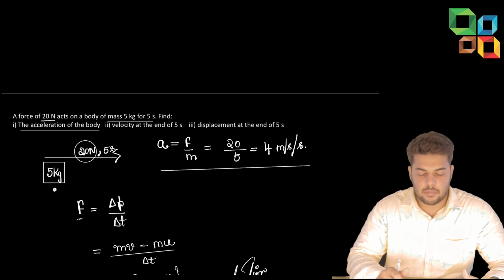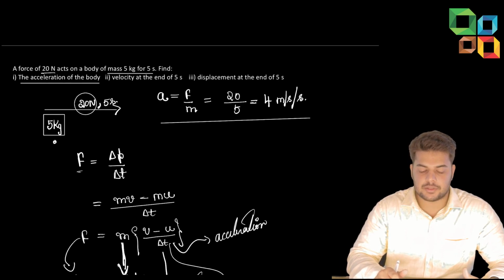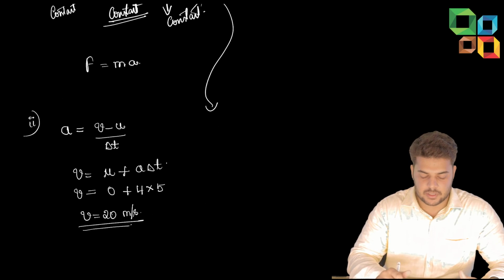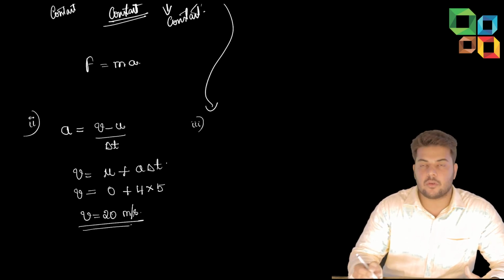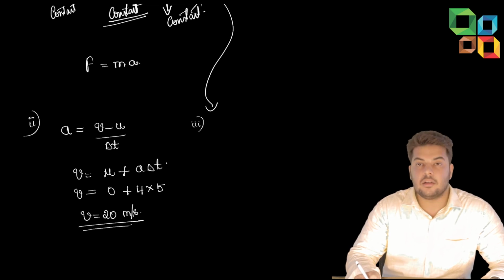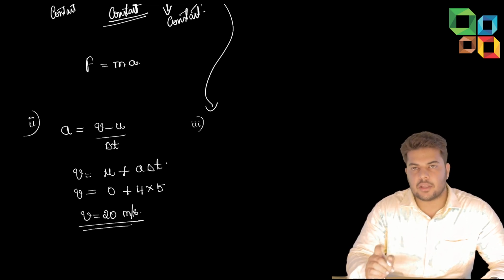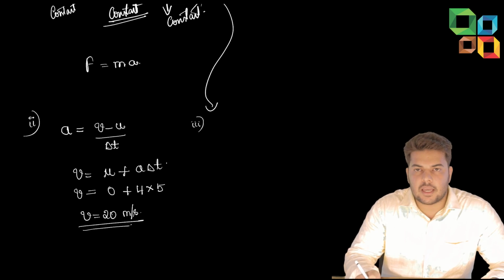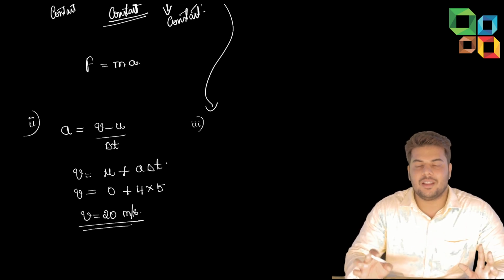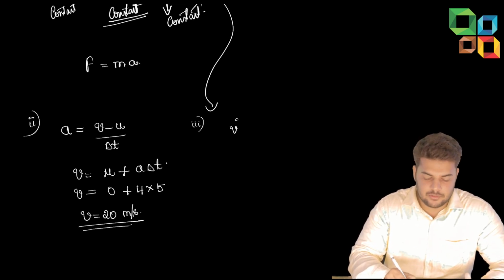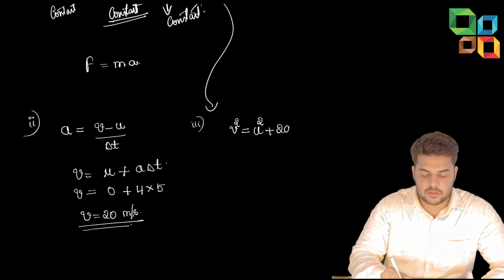What about the third part of the question? The third part asks for displacement at the end of 5 seconds. Since the acceleration is constant, I can apply the kinematic equation. I know that you're thinking we could apply the second kinematic equation, but just to have some change in the way we do problems, let me use the third kinematic equation, which says that v square is equal to u square plus 2 into a into s.